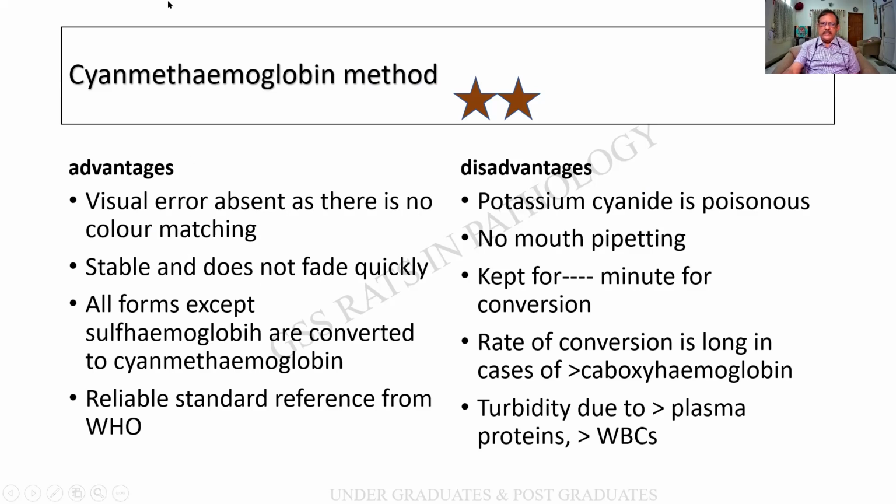The disadvantages, obviously: potassium cyanide, nobody will like. It is poisonous. Mouth pipetting is disastrous. You'll have to keep it for a few minutes for the complete conversion. The rate of conversion is still slower if there is carboxyhemoglobin. Moreover, there can be turbidity because of the plasma proteins or because of increased WBCs. So please memorize this. There is no other way.